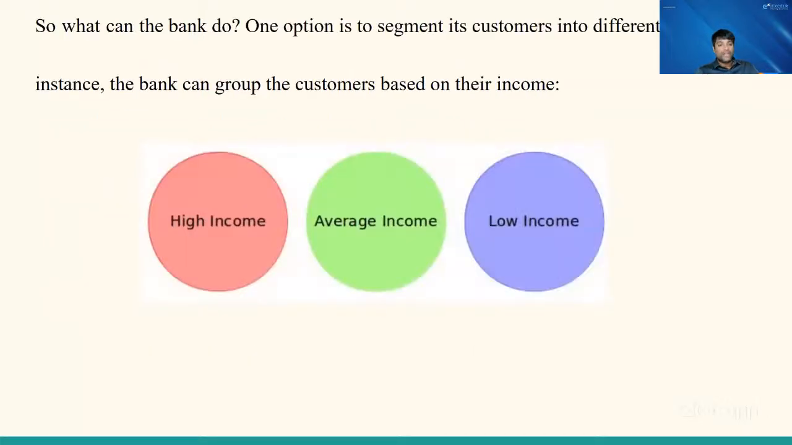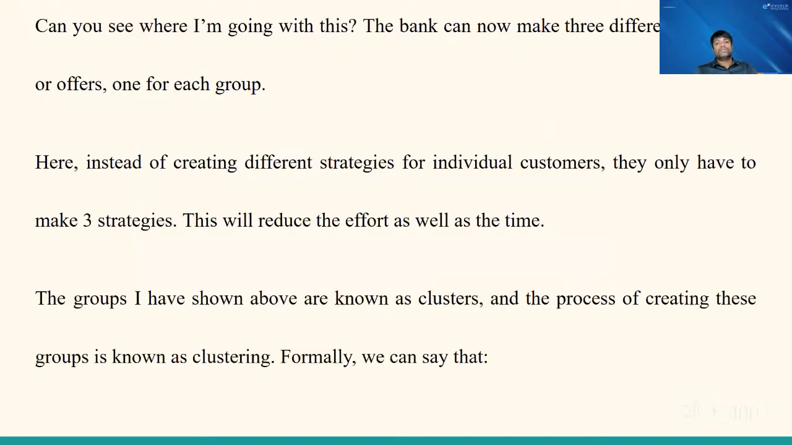So what can the bank do? One very small option we have provided is that you can segment the customers into three groups: one is high level income, one is average level, and one is low income. This is a small example to identify the clusters, or to identify the people whom we can offer the credit cards. So now the bank can offer three categories.